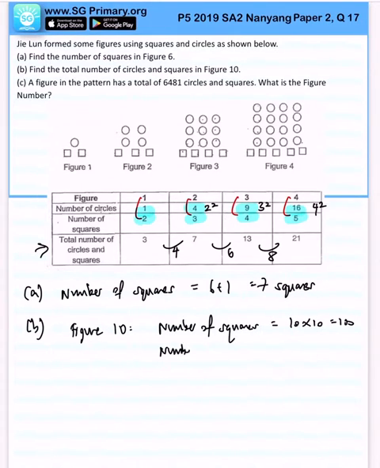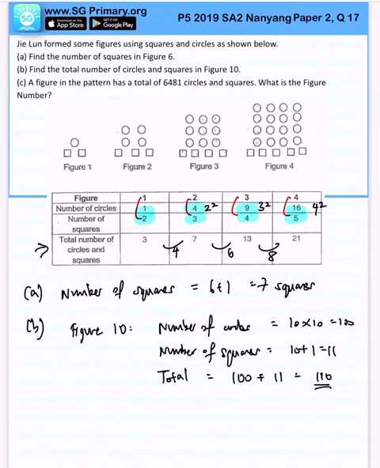Okay, this is number of circles. On the flip side, for number of squares, it will be 10 plus 1, which is 11. So therefore, total, it will be 100 plus 11, okay, which is 111. You got it? This is how we configure the pattern and then eventually finding out our solution.